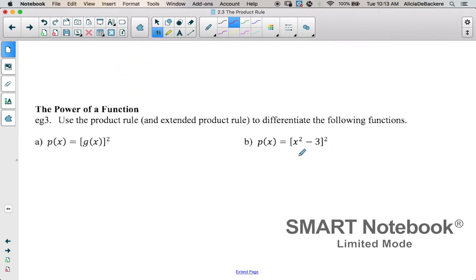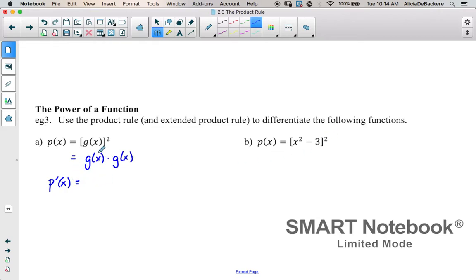All right. Another thing we might want to look at is what happens when there's a power. So what if instead of multiplying f times g, it's g times g? So here I've got g at x squared. So that's just g at x times g at x. So we're going to come up with, well, what is the derivative? And maybe there's a shortcut when there's a squaring on a function, and that's what we're looking for.